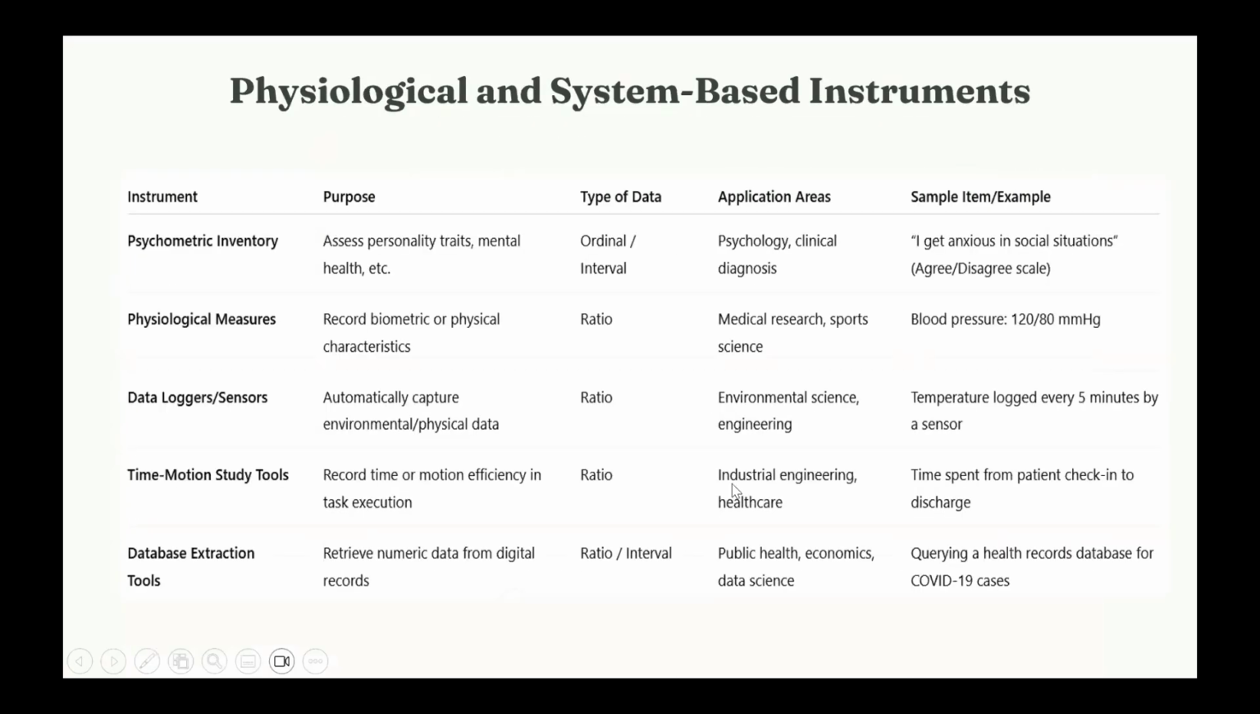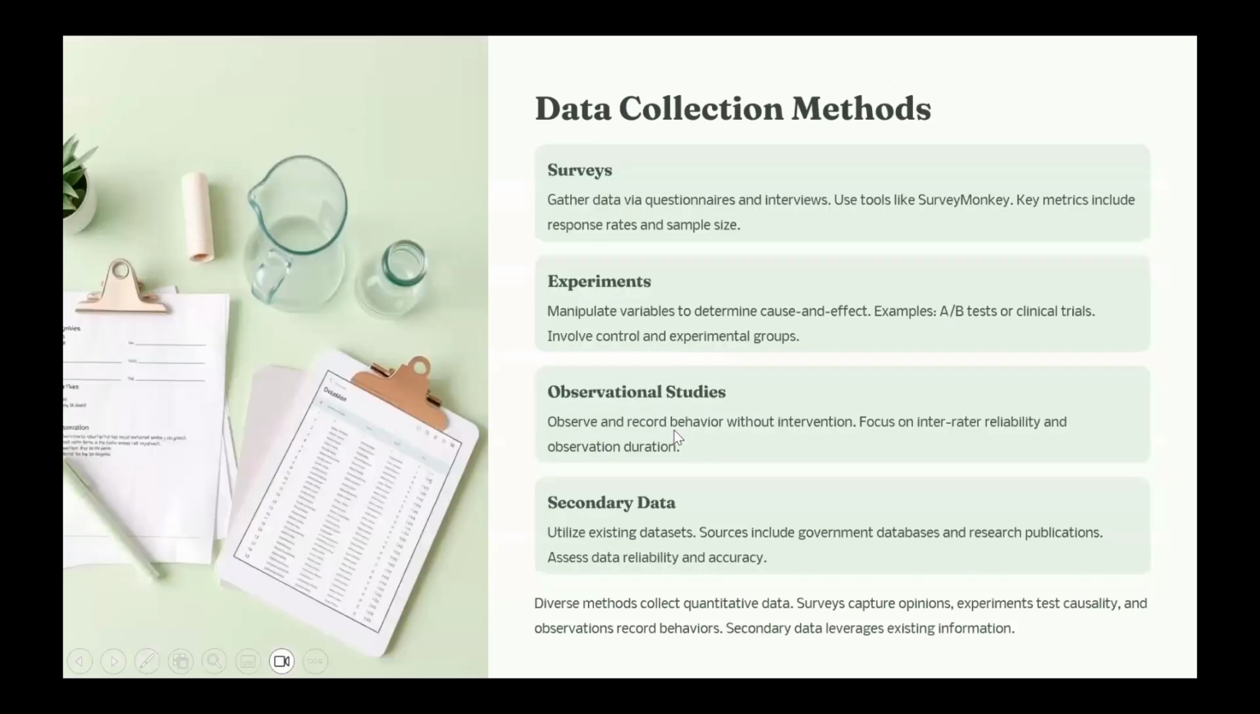I will just mention 1 or 2 here and then we'll move. Another one is psychometric inventory. When you want to assess personality traits or mental health, you have an example like, I get anxious in social situations. This is a question, and you want the respondents to pick on that scale, on a scale of agree to disagree. So what would you say about this? Would you say this is ordinal or interval? This is also a scale. This is ordinal in another way. Okay, that's fine. Let's move on.